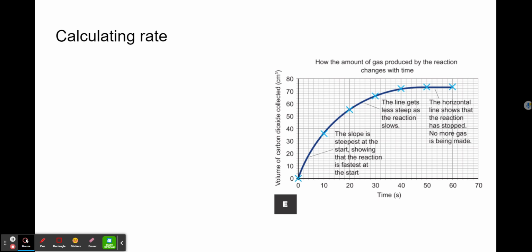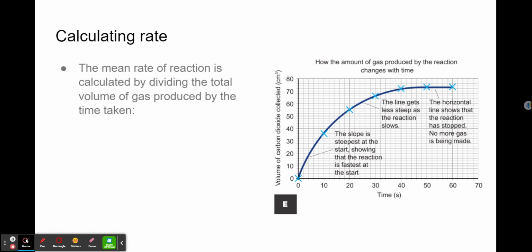If we want to calculate the average rate for this experiment, the mean rate, then we'd have to look at the total volume that's been formed. In this case, it's 73 centimetres cubed of carbon dioxide. We divide that by the time it took, and that was 40 seconds. So at 40 seconds, we've got 73 centimetres cubed of carbon dioxide formed. Divide that by 40, gives us a rate of reaction of 1.8 centimetres cubed per second.